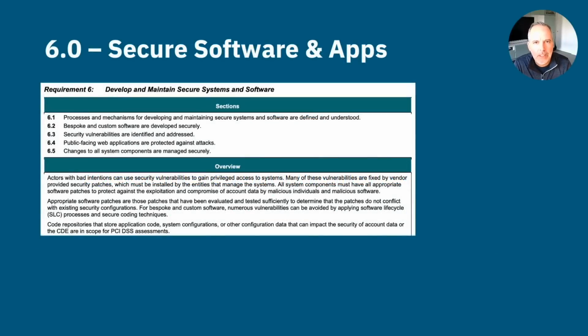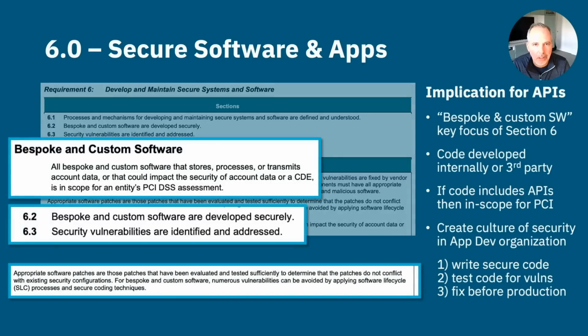Now we'll get into the core of DSS 4.0, which is requirement 6, developing and maintaining secure systems and software. Here you see a number of sub-requirements, which we'll get into, but one term you'll see throughout requirement 6 is bespoke and custom software. This refers to any custom code developed by your organization or provided to you by another party, and this is subject to these DSS requirements, specifically if that software stores, processes, or transmits account data, or could impact the security of account data. This definition encompasses APIs, so if your bespoke and custom software incorporates APIs, those are in scope.